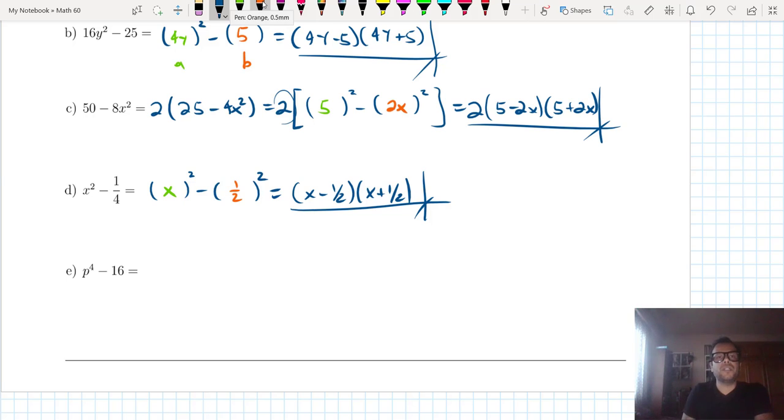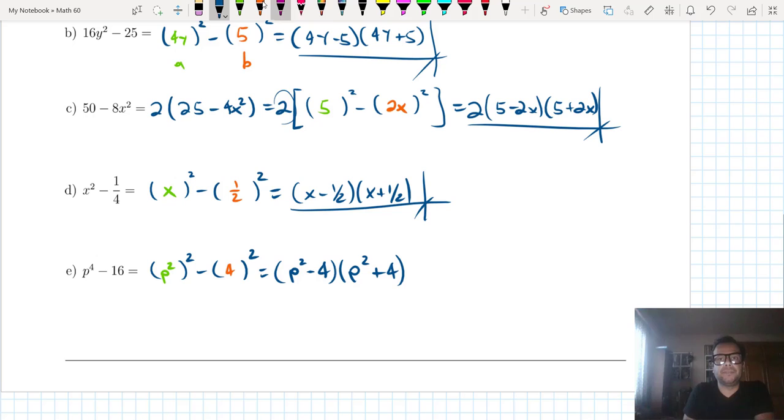The very last example, notice the powers. We have a power to the 4th. First we begin by writing this as some quantity squared minus another quantity squared. The quantity whose square is p to the 4th is p squared, and the quantity whose square is 16 is 4. So when we do the first factorization, we get p squared minus 4 times p squared plus 4. We are essentially done except for something.